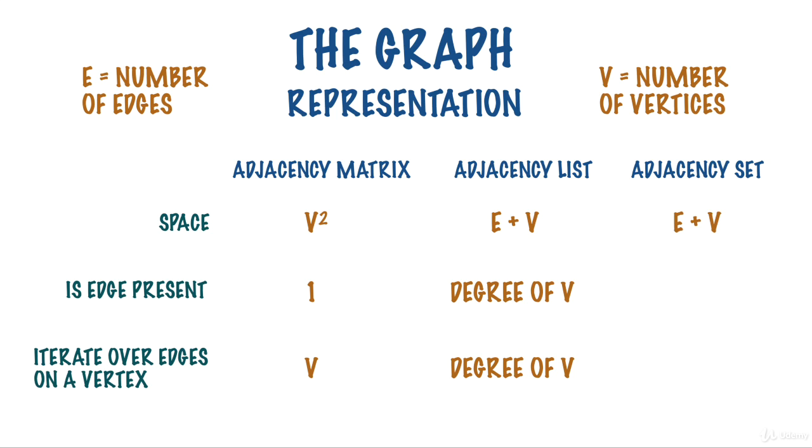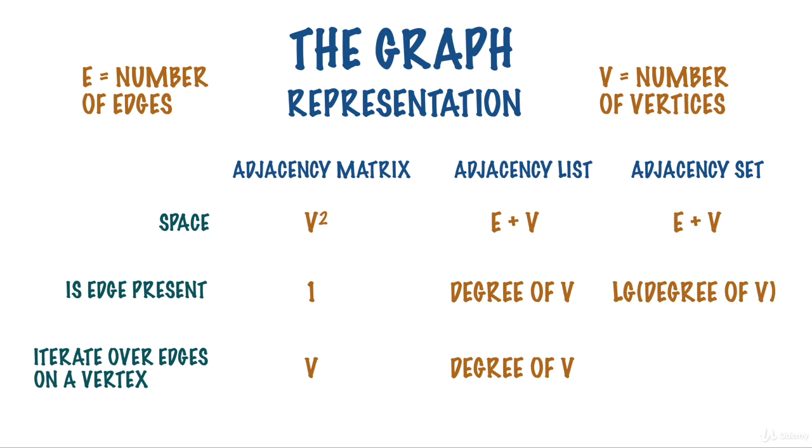Let's see these metrics for an adjacency set. The space occupied by an adjacency set representation is exactly the same as an adjacency list representation. It is E plus V, where E is the number of edges in the graph and V is the number of vertices in a graph.